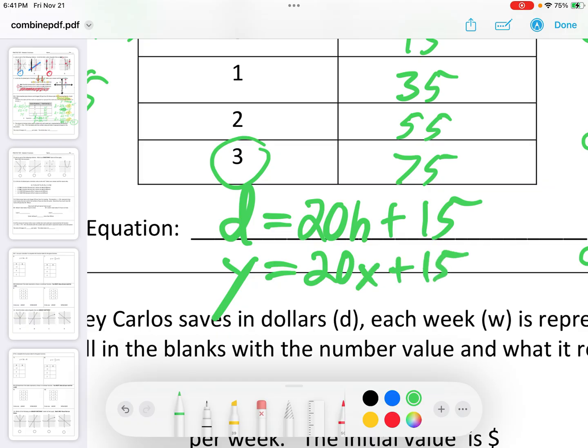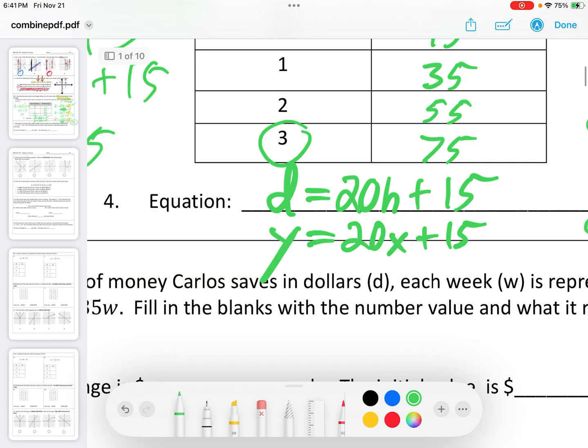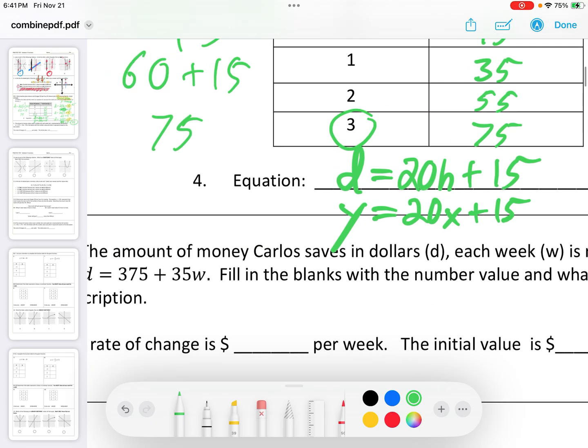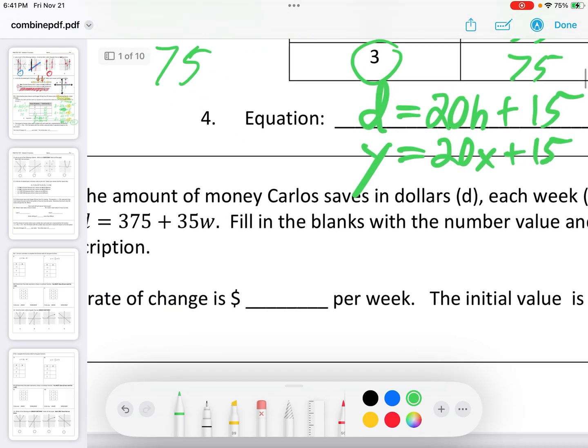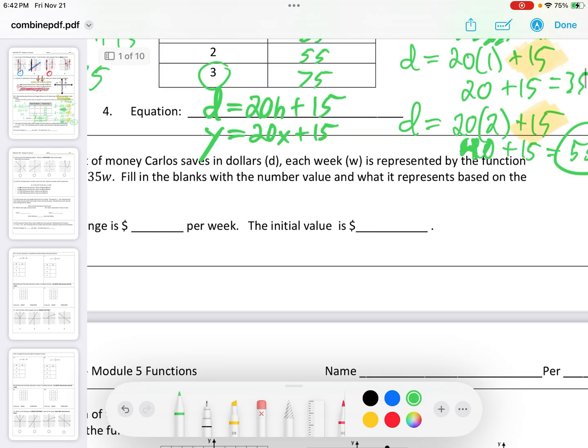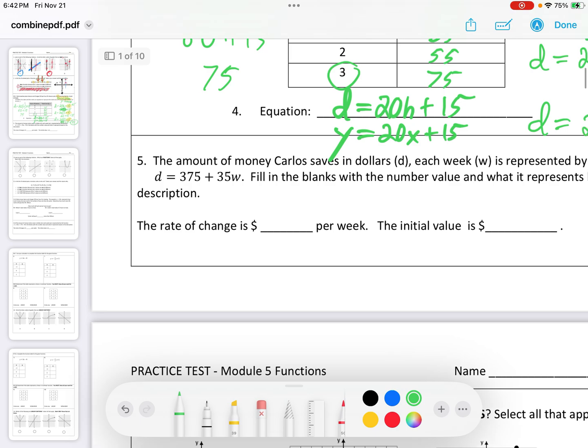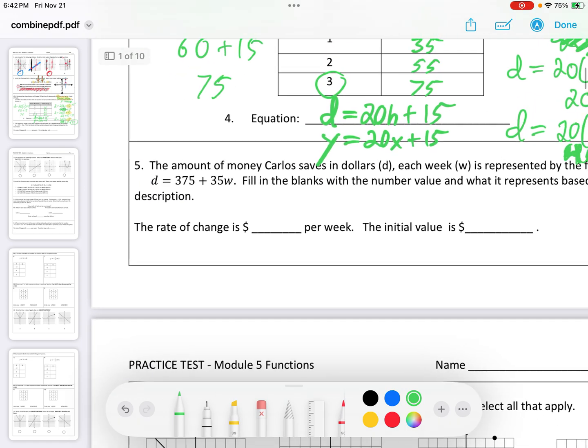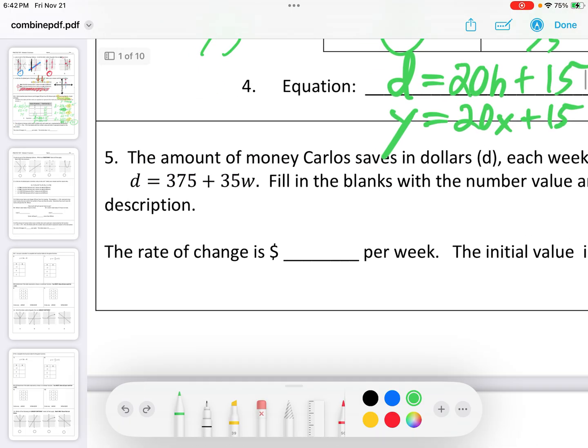Okay. It'd actually be a good idea to define our variables, but I didn't see that in these problems. All right. The amount of money Carlos saves in dollars is represented by the function D. Now that's really weird. They put the initial value in front. I don't like that at all. I'm going to rewrite that right now because that's not what we're used to. Our initial values should go at the end because we're used to seeing slope-intercept. That's going to confuse me.